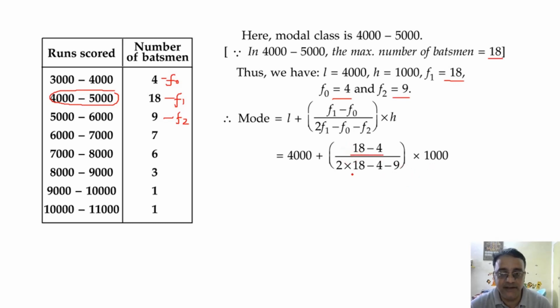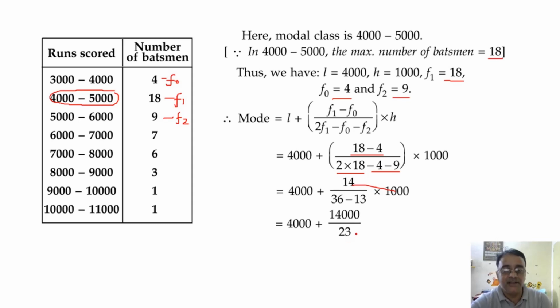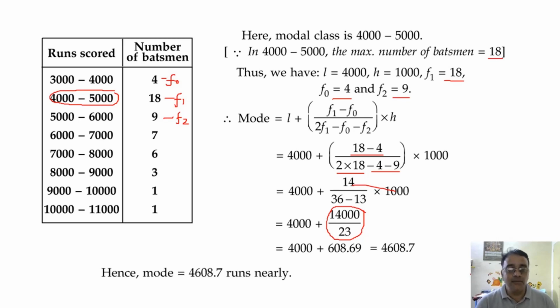So this will become 14 and this will become 36 minus 13, right? So 14 upon 23. So 14 into 1000, that is 14,000 upon 23. 23 is a prime number. Dividing by 23, we get 608.69 approximately. So the final answer is 4608.7. Okay, so hence the mode is equal to 4608.7 approximately runs. Any doubt in this question?